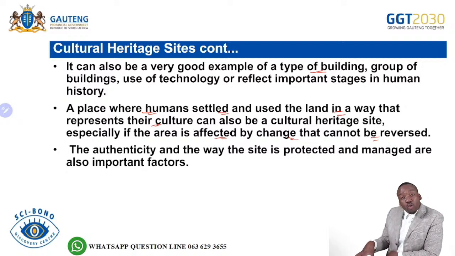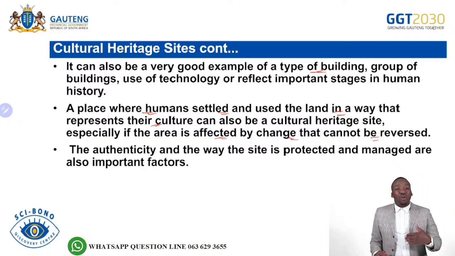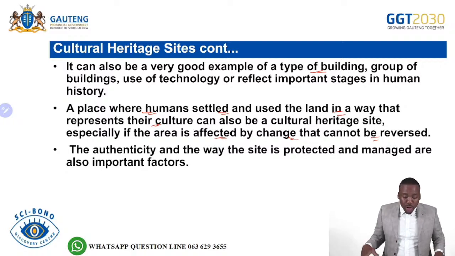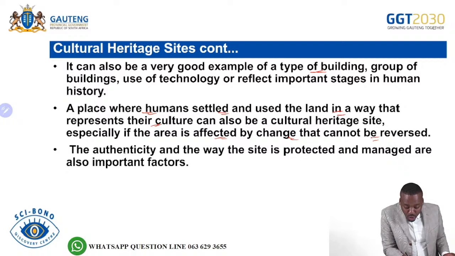For example, we're going to look at Mapungubwe, the one that we have at the end of Limpopo. That's going to be an example of a cultural heritage site. It can be a place where humans settled and used the land in a way that represents their culture. It can also be a cultural heritage site, especially if the area is affected by change that cannot be reversed. Now we are saying the authenticity and the way the site is protected and managed are also important factors.